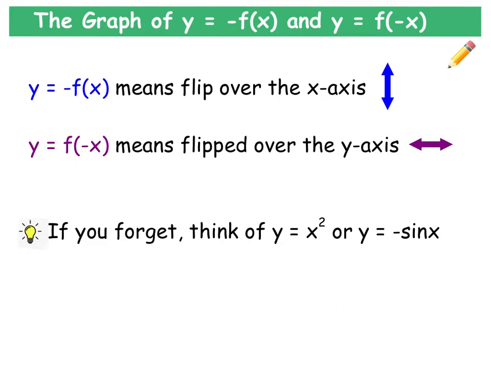If there's a negative right out in front, it means your graph will flip over the x-axis. The way to remember that is your smiley face and sad face quadratics. If there is a negative inside the bracket in front of the x, then it has to flip the other way. As long as you remember this one I've got in blue, the minus out the front flips up and down, then the other one must flip left to right. And if you're unsure, please remember the graphs of x squared and minus sine x flipping up and down.